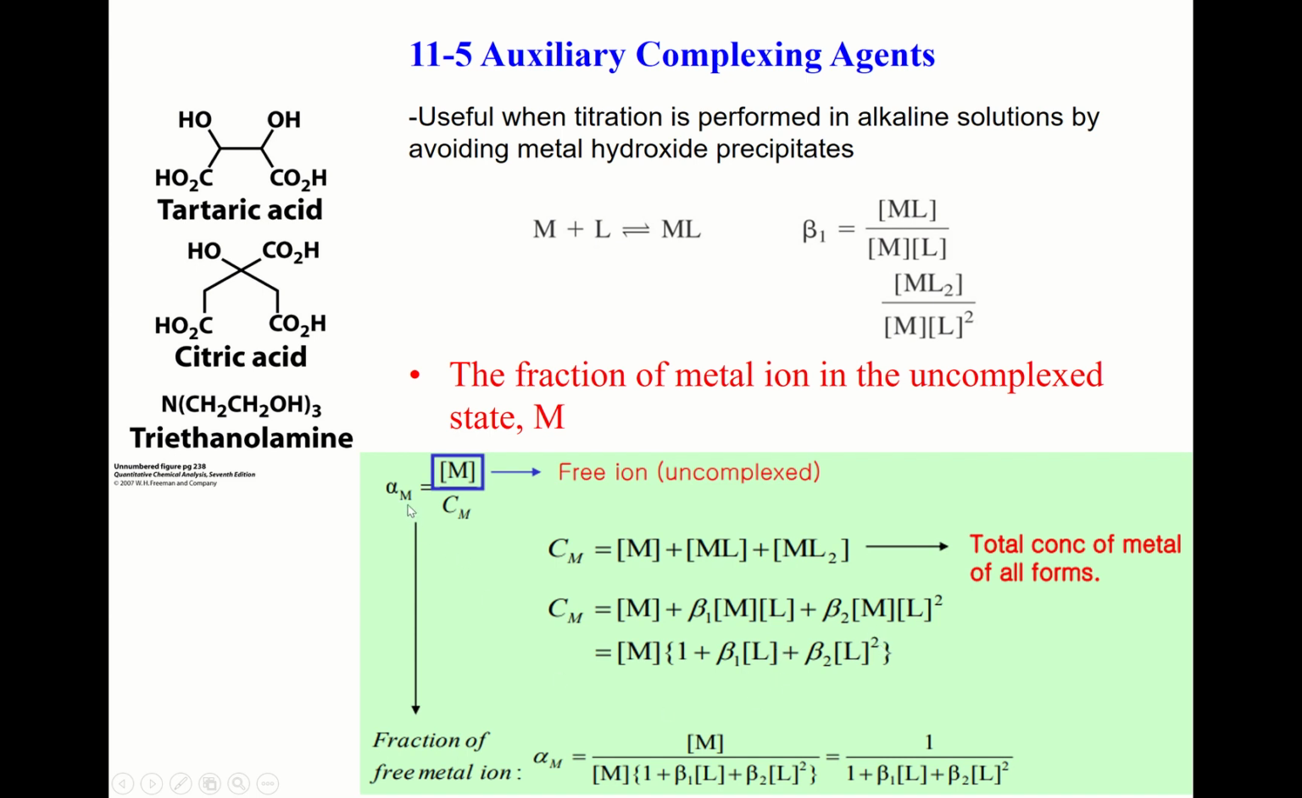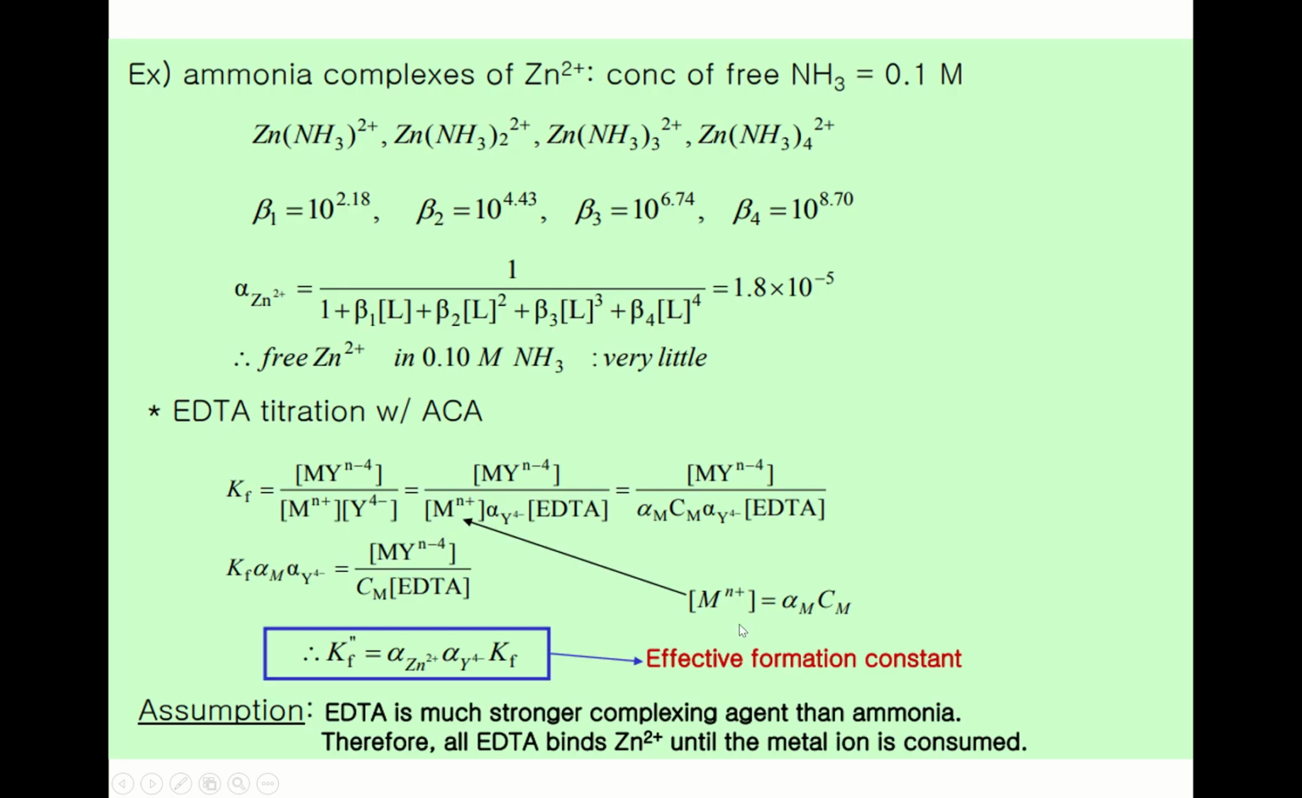So alpha M, since CM is given by this, is expressed this way. Rearranging, we get alpha M equals 1 over 1 plus beta 1 times the ligand concentration plus beta 2 times the ligand concentration squared. Here this is alpha M, again the fraction of free metal ion. Now things become more and more complicated, but not difficult to understand. Here is an example.